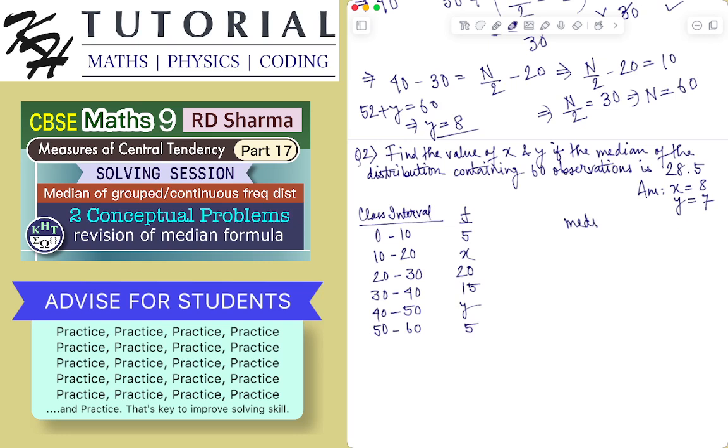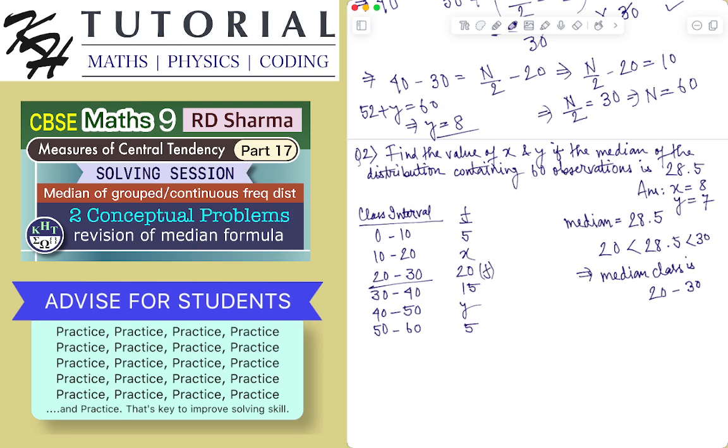Median is given to be 28.5, and we can clearly see that 28.5 lies between 20 and 30. So clearly we can say the median class is 20 to 30. So this is the median class. So clearly this will be small f, 20.